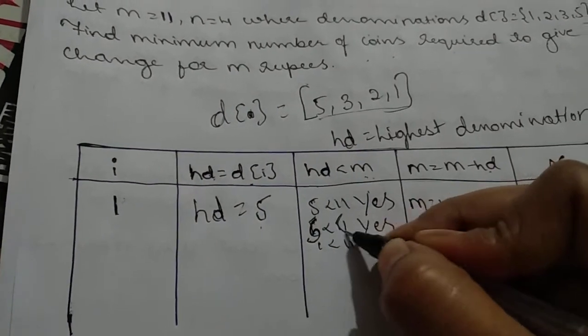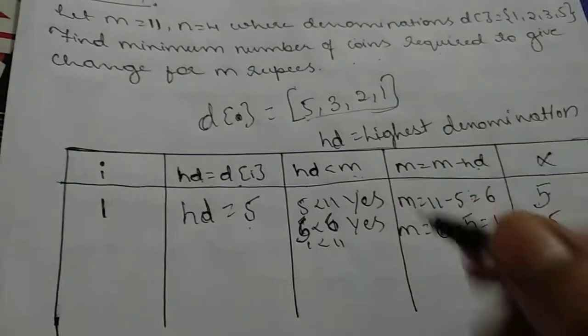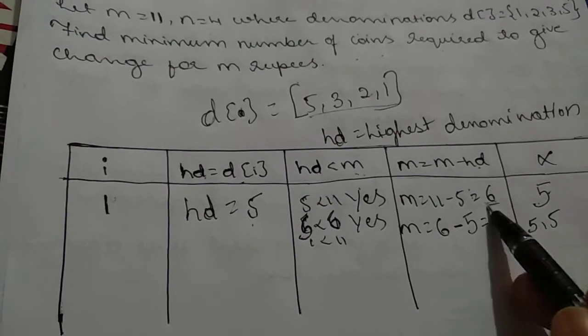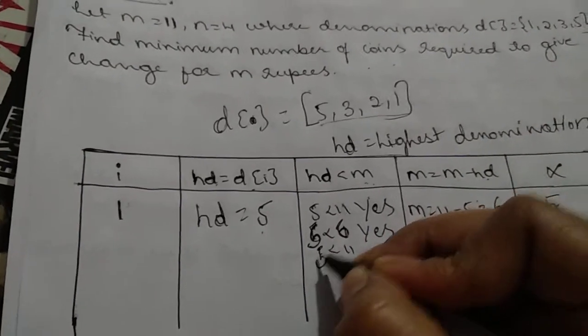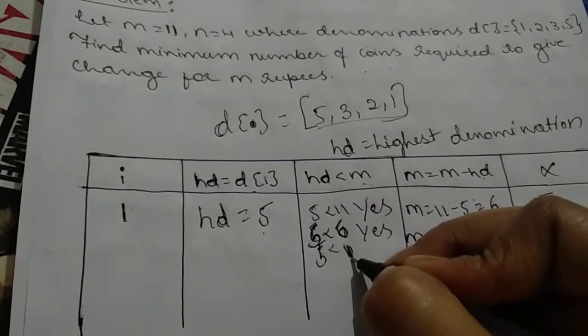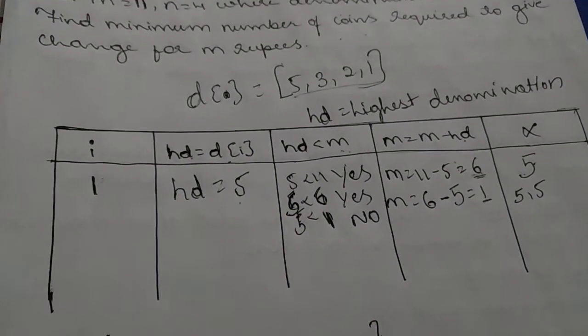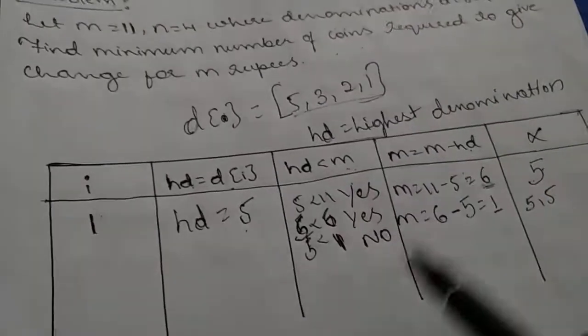Is 5 less than 6? Because the new m value is 6. Now what is the new m value? 1. So you have to check, is 5 less than 1? The condition is false. It is no. Then what do you have to do? You have to go for the next denomination.